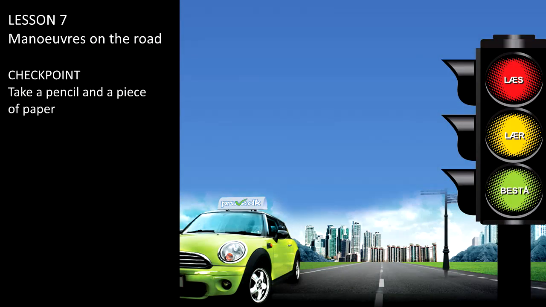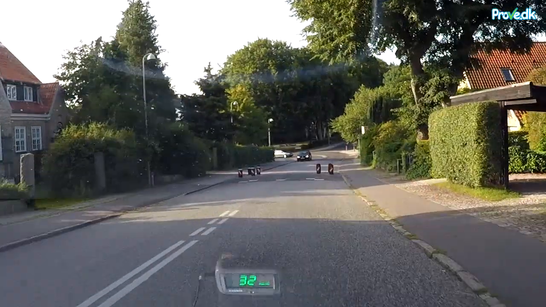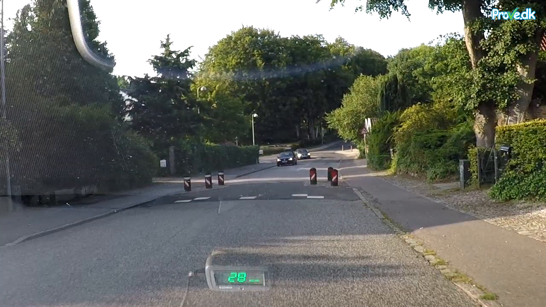Checkpoint. Take a pencil and a piece of paper. You are driving at the speed of 30 kilometers per hour. There are no vehicles behind you. How will you continue? I will pay special attention to the road width. I will give way to the oncoming vehicle. I will continue driving at approximately the same speed of 30 kilometers per hour.